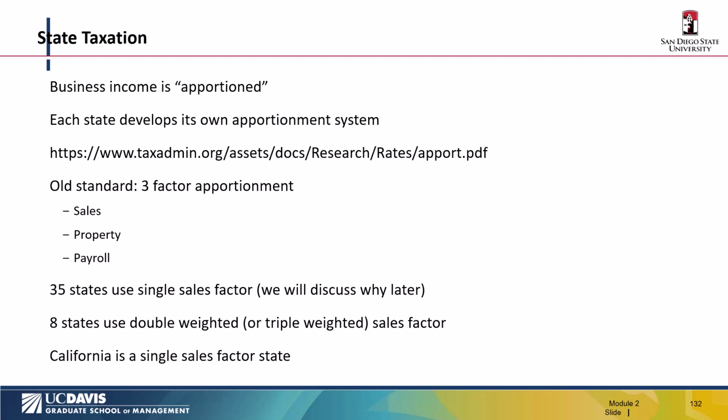All right, so 35 states now use a single sales factor. 8 states use a double-weighted or triple-weighted sales factor, and California is now a single sales factor state. So that means the only factor that's used is sales. So you take California sales divided by total sales, multiply that by the apportionable income. That's the amount California gets to claim.